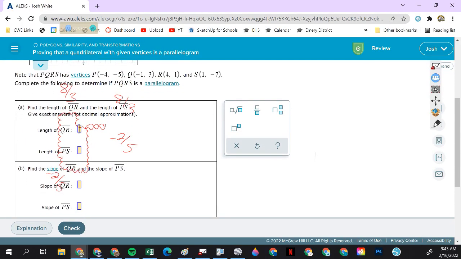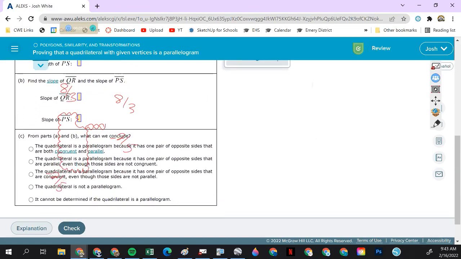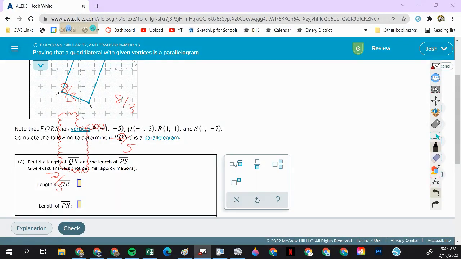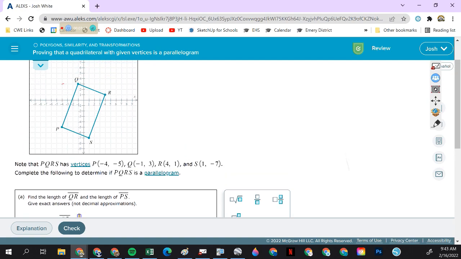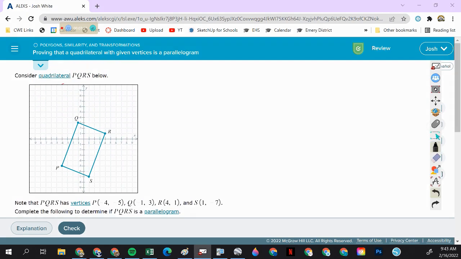Oh, I want you to find length. Okay. All right, so we do need to do the distance formula. The distance formula is the square root of x plus x over 2. No, sorry. It is x minus x squared plus y minus y squared.